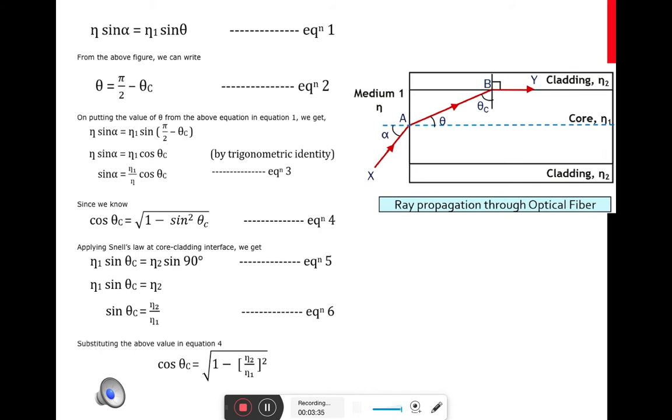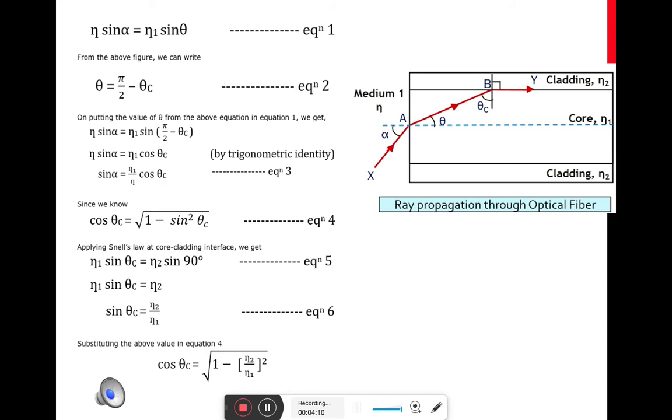Applying Snell's law to the air core interface, we get the expression n sine alpha is equal to n1 sine theta. Our Snell's law is n1 sine theta 1 is equal to n2 sine theta 2, where theta 1 and theta 2 are the incident angle and the refracted angle. Here our incident angle is alpha, or our acceptance angle, and our refracted angle is theta. So we got n sine alpha is equal to n1 sine theta.